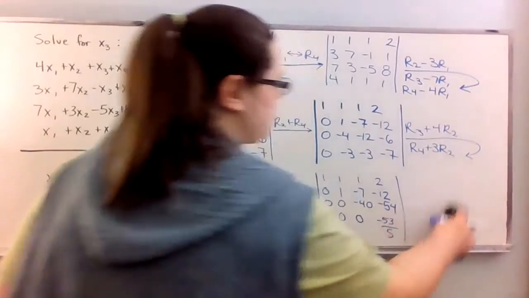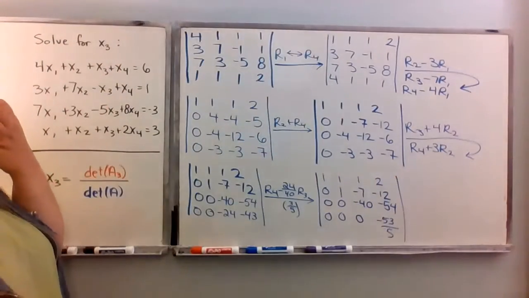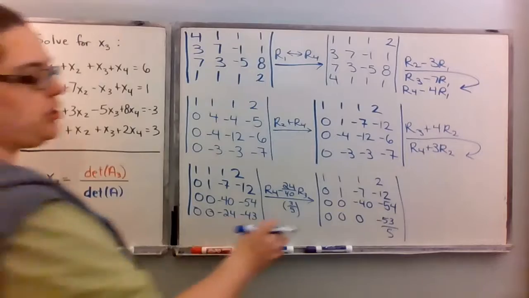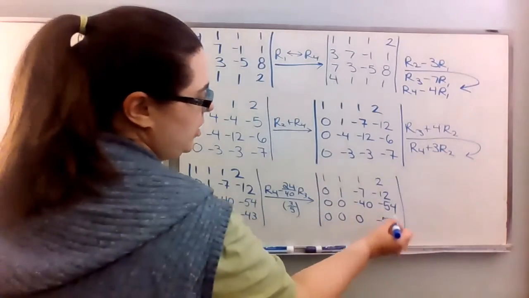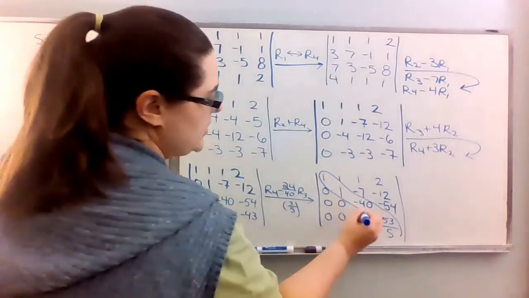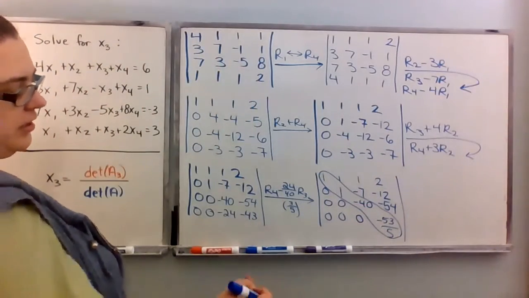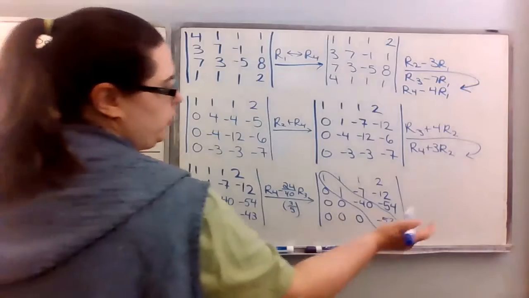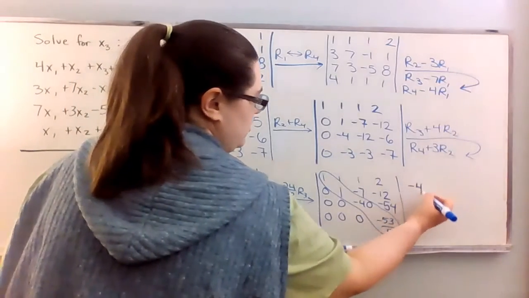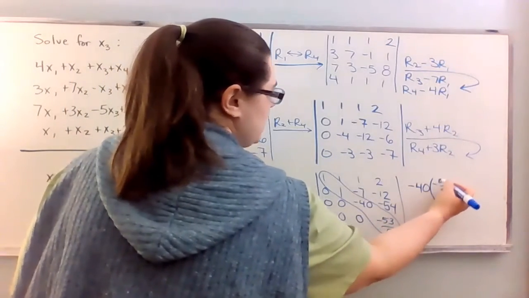So now we have a triangular matrix. What that means is we can find the determinant of this triangular matrix just by multiplying the diagonal entries. Oh, this isn't going to be too bad because 5 will go into 40. So that's going to get rid of that fraction, and we end up with a whole amount. That's nice.